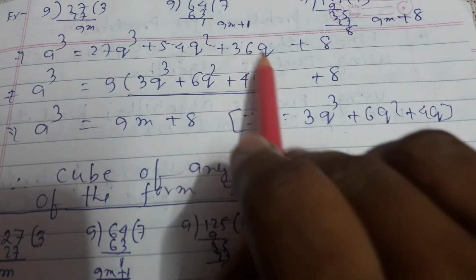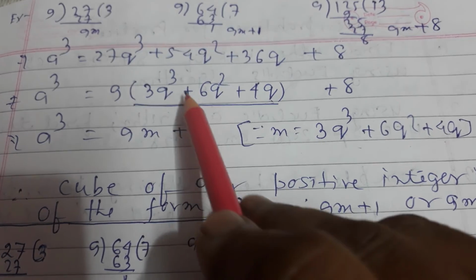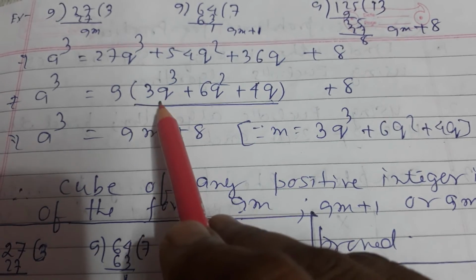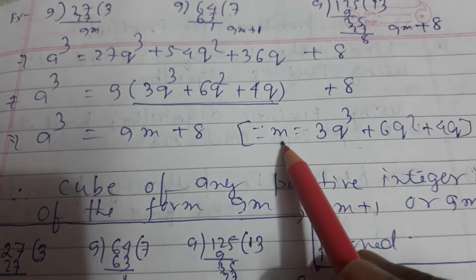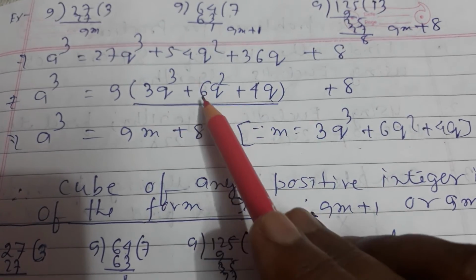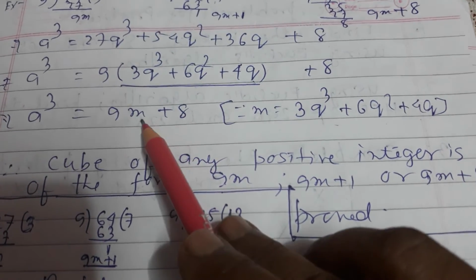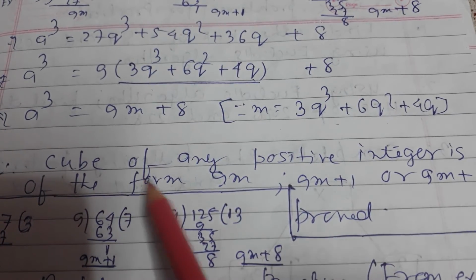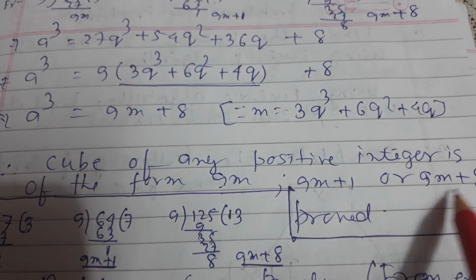Now this 8 you write down at last, and from the rest you take common 9. So in the bracket it will be 3q cube plus 6q square plus 4q. Now 9 multiplies this number, which you assume is m, so 9m plus 8, since m equal to 3q cube plus 6q square plus 4q. You look here, it is of the form 9m plus 8. Okay, so the cube of any positive integer is of the form 9m or 9m plus 1 or 9m plus 8.